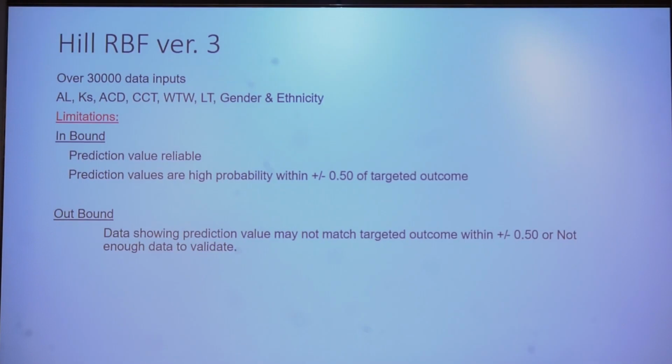Now the Hill RBF formula has variables: AL, K, ACD, CCT, WTW, lens thickness, gender, and ethnicity. The limitation is the inbound and outbound; the prediction is reliable, and the predicted value has a higher probability of being within plus or minus 0.5 of the target outcome.